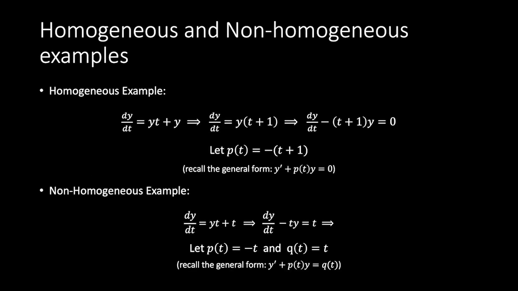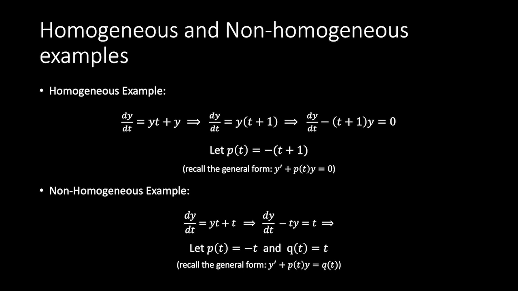Let's take a look at the homogeneous example. To see that it's homogeneous, we must manipulate it a little by factoring out a y and moving this term to the other side of the equation. Then we let p(t) equal negative t plus 1, and we've obtained the homogeneous form. Thus, this equation can be defined as a first-order linear homogeneous differential equation.